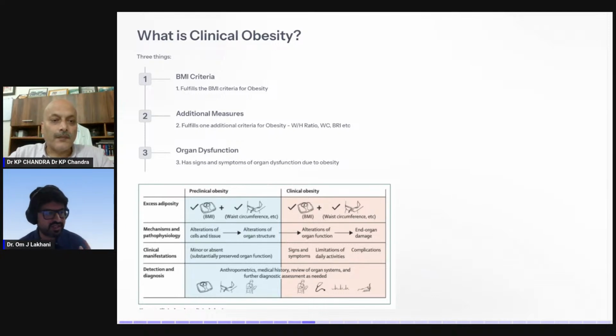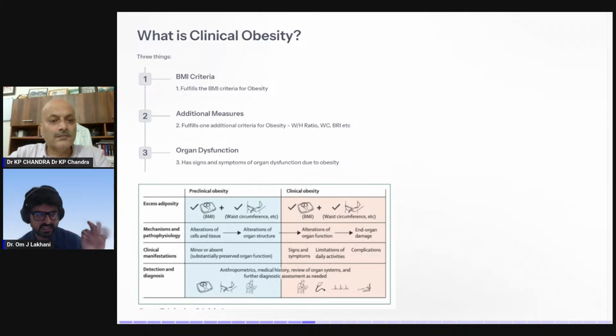So it requires three criteria. There are three clinical criteria that you have to fulfill. One is the patient should have the BMI criteria for obesity, a BMI of 30, that's standard as we always do. Secondly, there should be an additional criterion which is fulfilled, which could be anything, but it has to be something to do with adiposity. For example, increased waist circumference or waist to hip ratio, we'll discuss all of these points, or body roundness index or anything. Something that adds value to the fact that the patient has central adiposity, right?